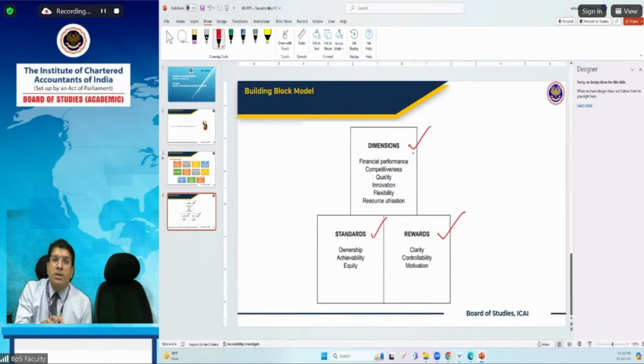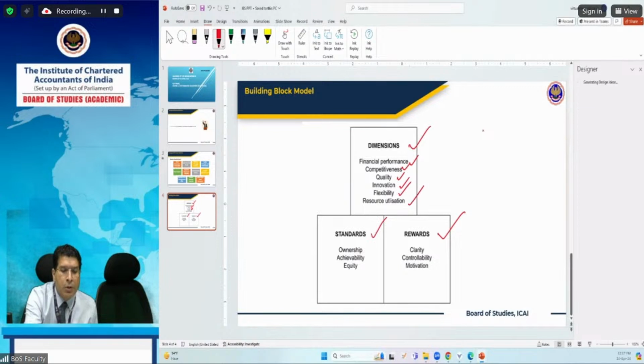These dimensions are my critical success factors, which are very important to run a business. Now I will correlate all these factors one by one with your solution. These dimensions are financial performance, competitiveness, quality, innovation, flexibility, and resource utilization.